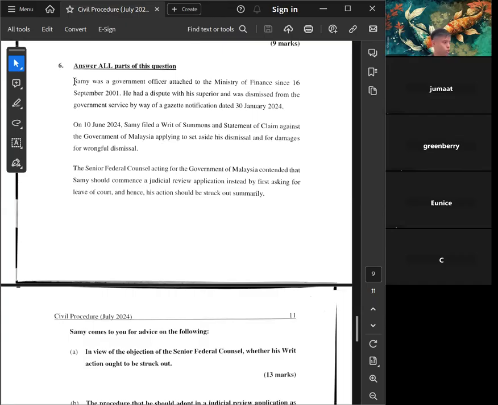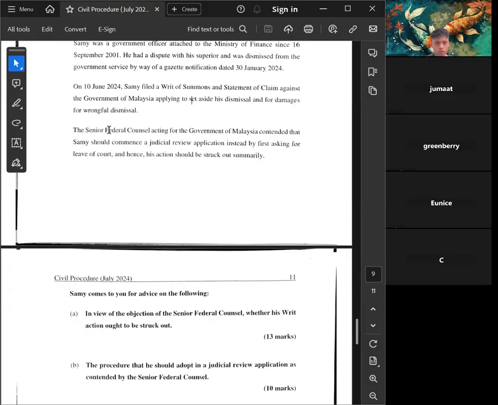Okay, let's move to question number 6. Question number 6 is also quite a headache. Sammy was a government officer attached to MOF since 16th of September 2001. He had a dispute with his superior, and was dismissed from government service by way of Gazette notification dated on this particular date. On this date, Sammy filed a writ of summons and statement of claim against the Government of Malaysia, applying to set aside the dismissal for damages due to wrongful dismissal.